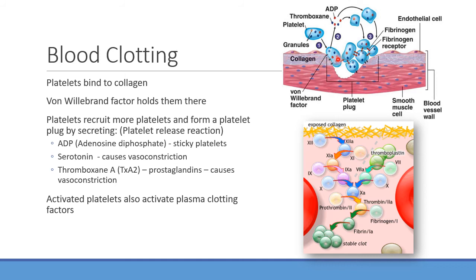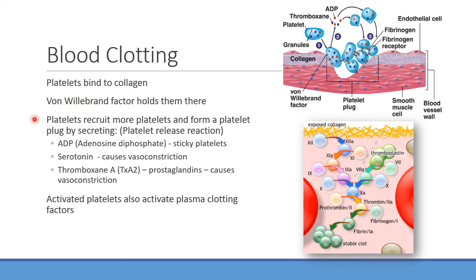That'd be bad. You're going to need a lot of clotting for explosions, but basically the collagen is exposed, and then that will interact with the platelets, and that's usually done through something called von Willebrand factor. Von Willebrand factor is going to be able to bind to and hold on to those platelets there. That is what is forming the initial platelet plug, essentially.